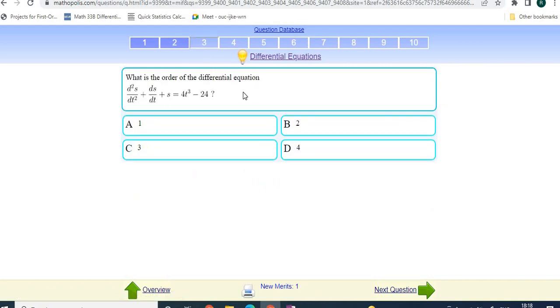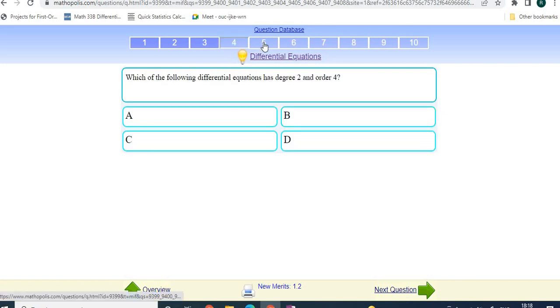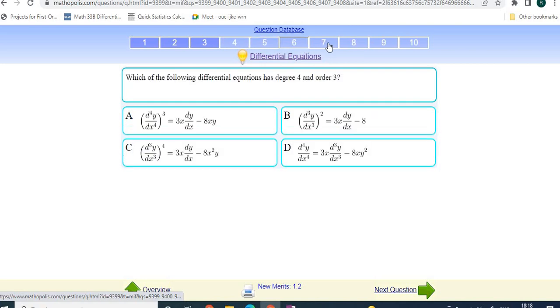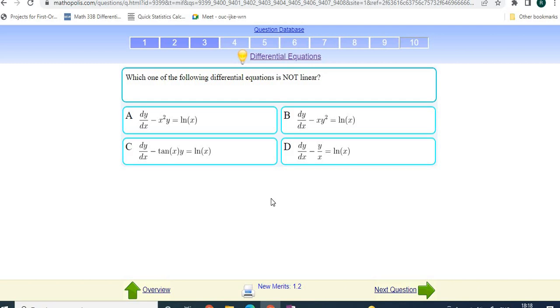Now we can check another: what is the order of the differential equation d2s dt square plus ds dt? The second order derivative, so the order is 2. You can check. See that one? If you choose 3 by mistake, you choose C, but it is not correct. B is the correct answer. Like that you can practice differential equations. This website is called Math is Fun.